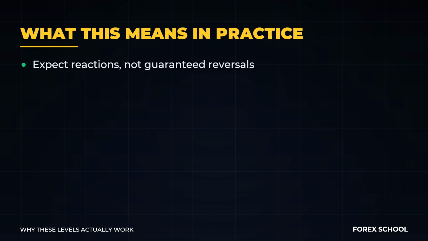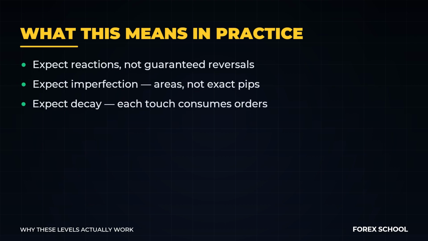And here is what that order flow means for you in practice. First, you expect reactions, not reversals. A level's job is to produce a response. Whether that response becomes a full reversal depends on everything else in the market. Second, expect imperfection. Orders are stacked across an area, so price will overshoot and undershoot by a few pips. That is normal, not failure. Third, expect decay. Every touch consumes some of the resting orders, which is why a level that has held 5 times is often weaker on the 6th than it was on the 3rd. Levels are not walls. They are supplies of orders, and supplies run out.